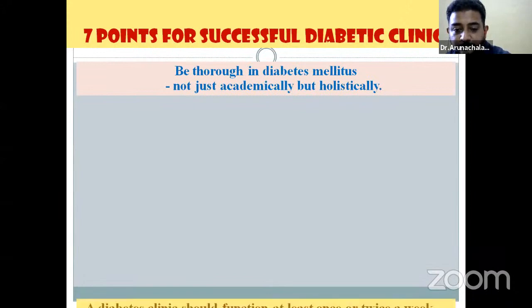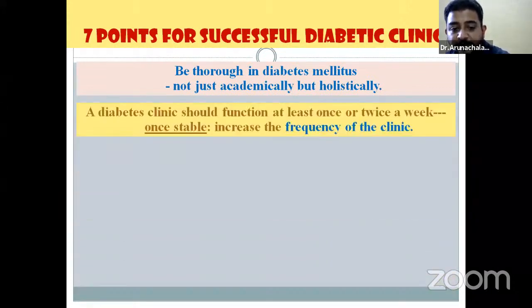Okay. Next is, a diabetic clinic should function at least once or twice in a week. For example, if you have a physiotherapy clinic right now, you can. My clinic is on leave on Sundays. So what I have converted initially was my physiotherapy clinic was functioning as a diabetic clinic on Sundays. Okay, and I was not there. It was taken care by some of my friends. But you can be a diabetic educator on Sundays. Later on, you can increase the frequency of days, twice or thrice.